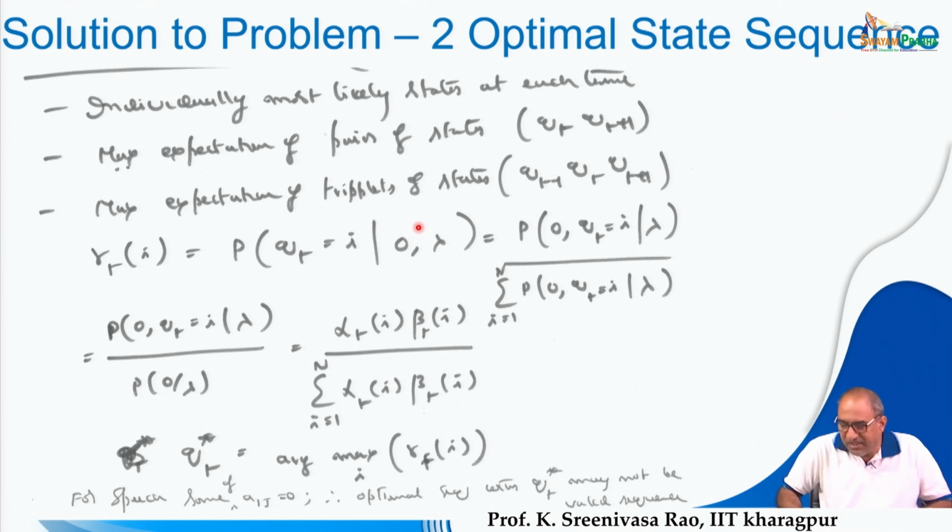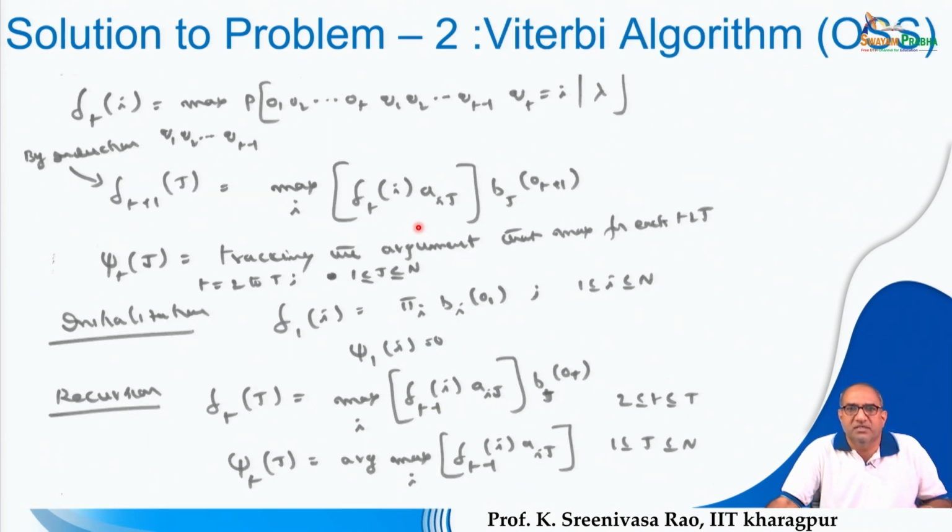That way we can evaluate the best state sequence using dynamic programming, which is known as the Viterbi algorithm. So, using the Viterbi algorithm, we will try to find the optimal state sequence. Here we will see how to find the optimal state sequence using the Viterbi algorithm.